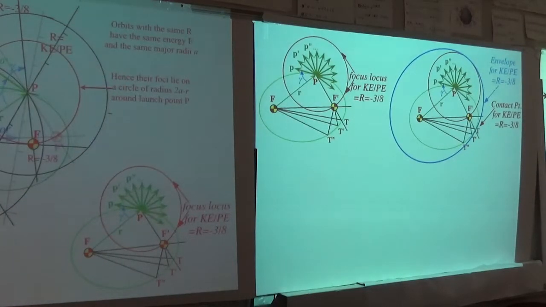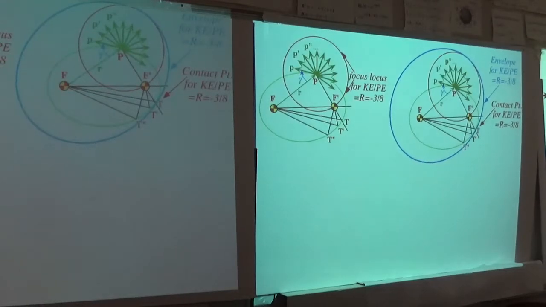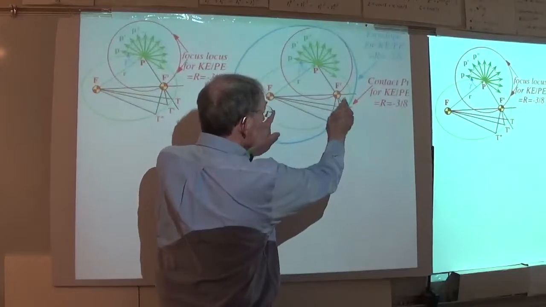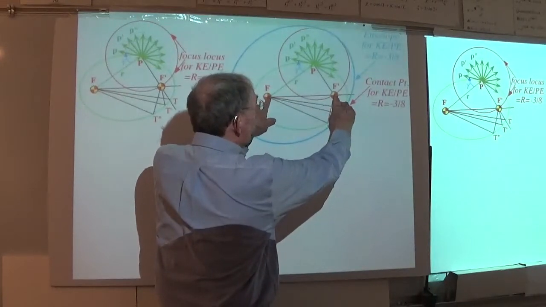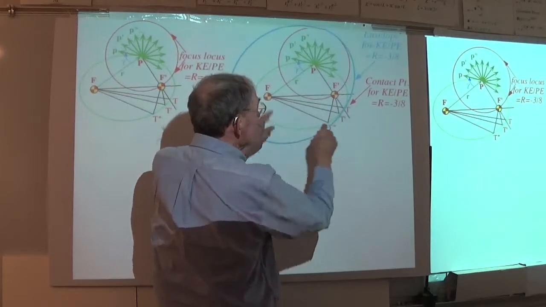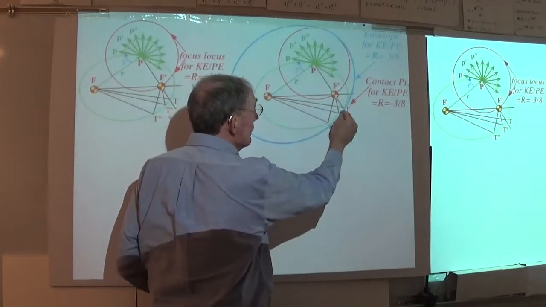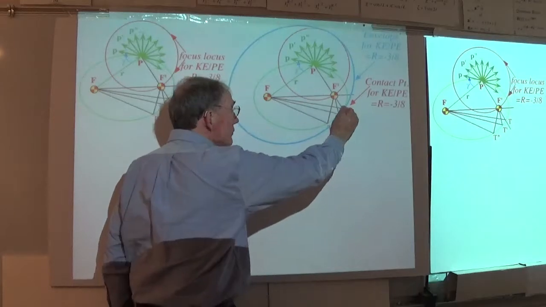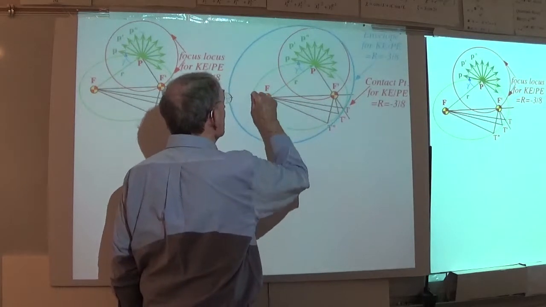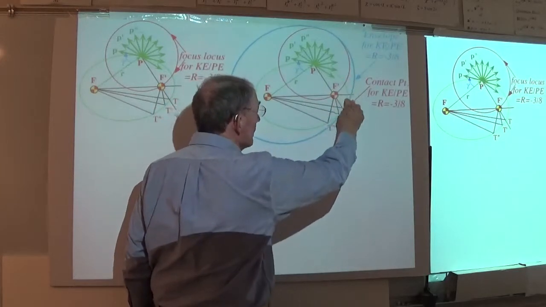Let me get it here where I can reach it and point to it. Okay, so just imagine you're doing this with a string. You've nailed your string here, and it has just exactly the right length to make this orbit. So you take your pen, stick it inside the string, and draw this one, and this one, and this one, and this one, and this one, and this one, and come all the way around again.